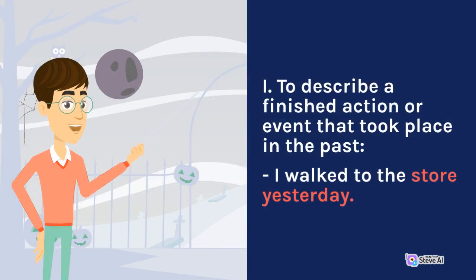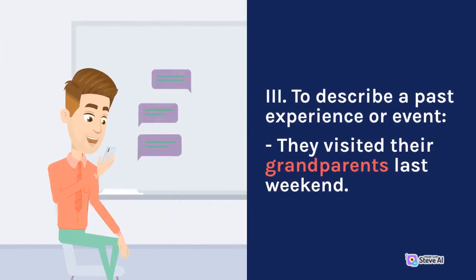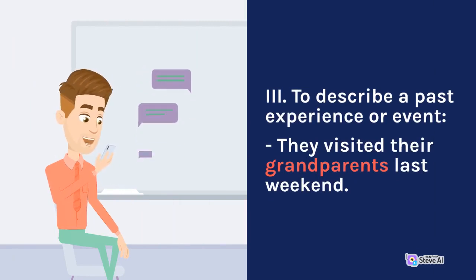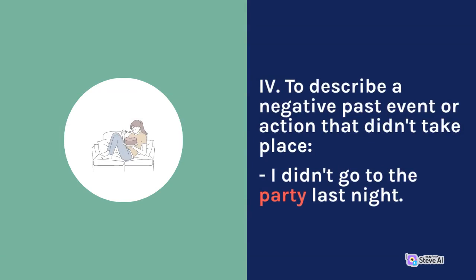1. To describe a finished action or event that took place in the past. I walked to the store yesterday. 2. To describe a completed task. She cooked dinner for us last night. 3. To describe a past experience or event. They visited their grandparents last weekend. 4. To describe a negative past event or action that didn't take place. I didn't go to the party last night.